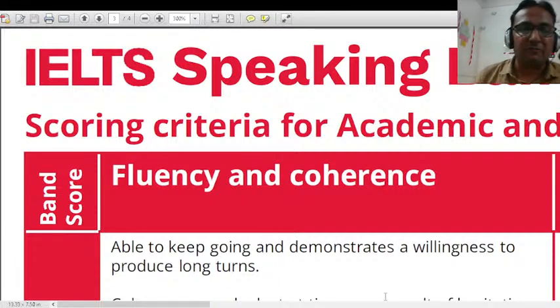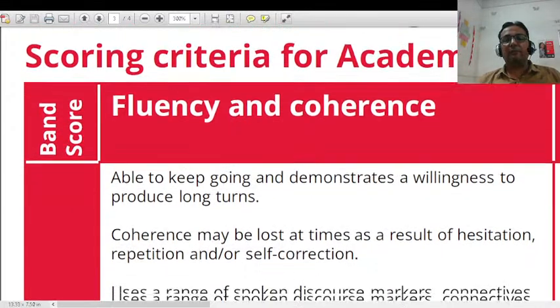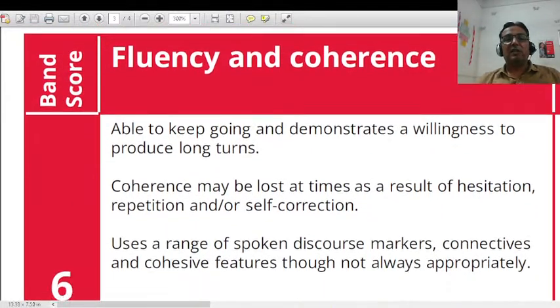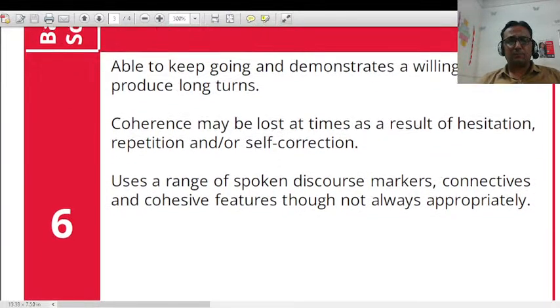Meanwhile, I am discussing the four criteria that the examiner looks at in your IELTS speaking. The first is fluency and coherence. Here I am discussing a bit: able to keep going and demonstrate a willingness to produce long turns. So you are able to speak very well, clear? This is the score of a student who scored band 6.